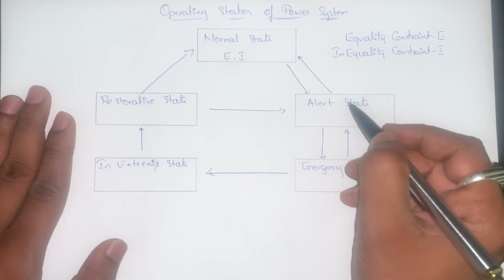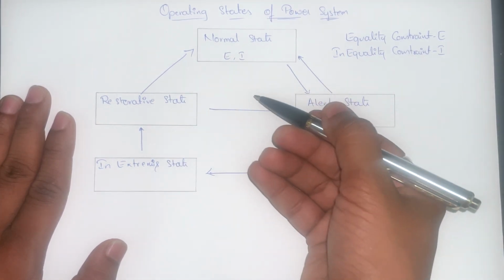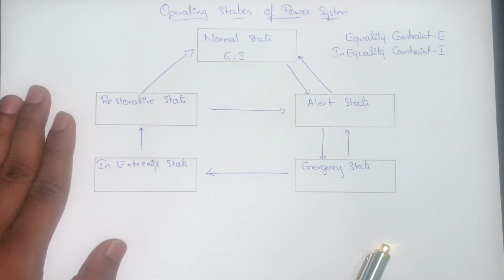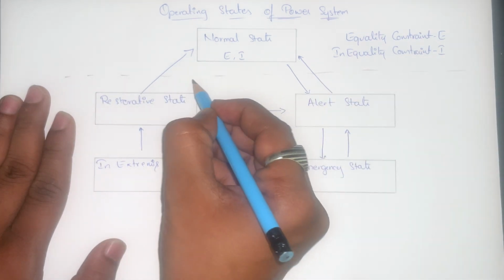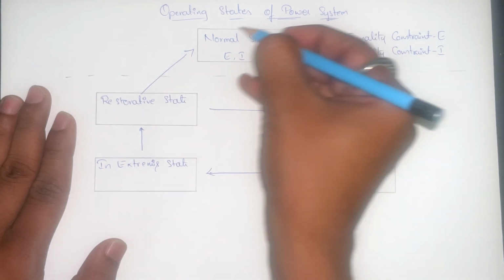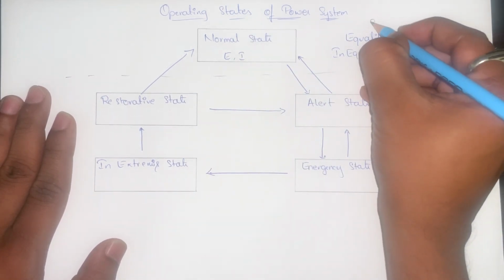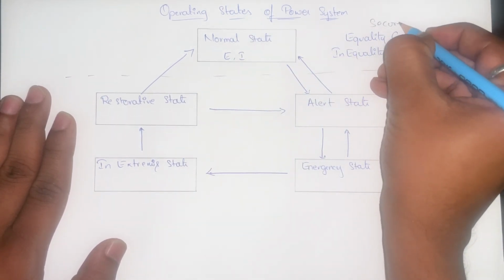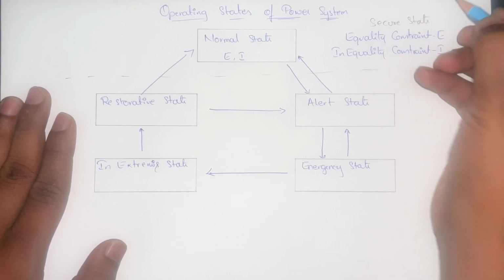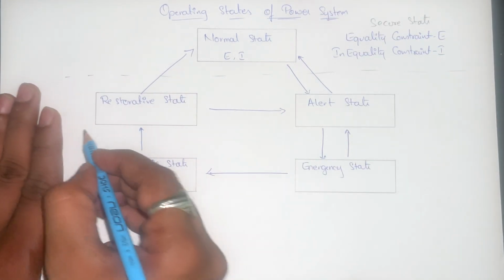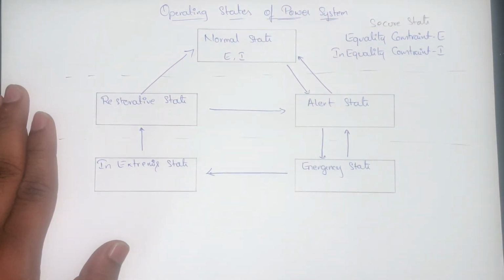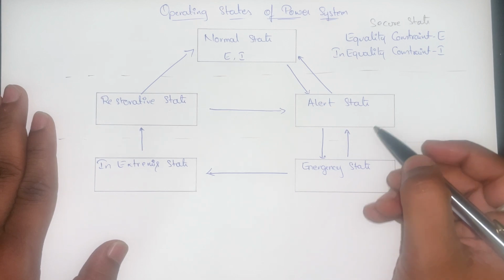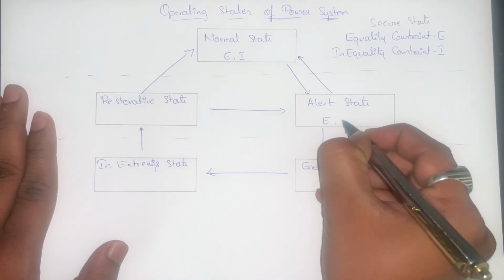Before moving to the alert state, we can mark the normal state, the line above whatever the state here, as the secure state. Again, if we want to classify, we can mark this as a secure state above the normal state. Moving on to the alert state, here also both the equality and inequality constraints are satisfied, E and I are satisfied.